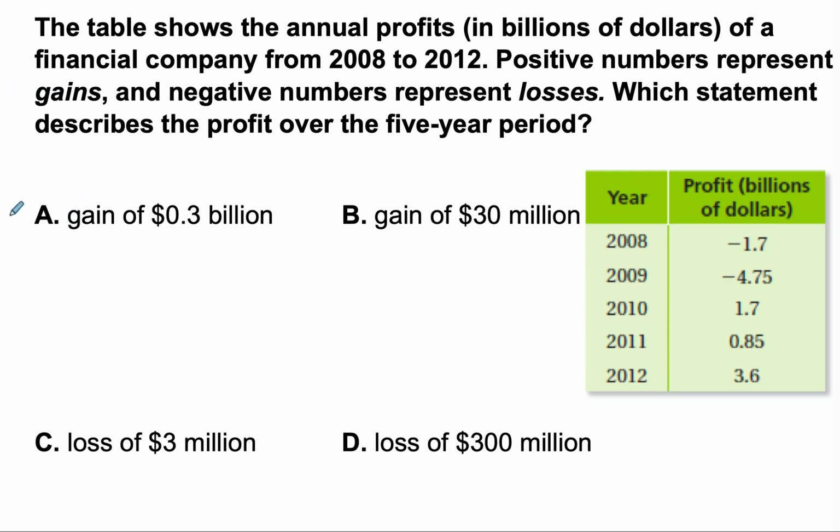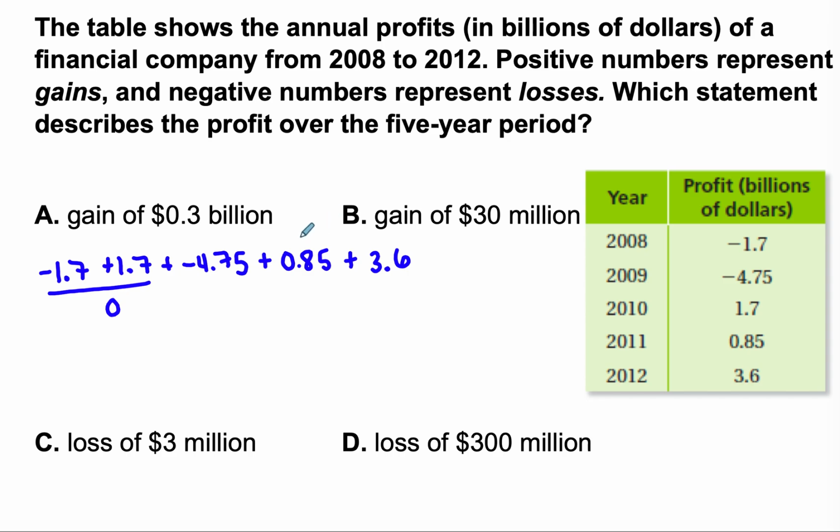So I'm going to go ahead and write it out horizontally to start with. I do notice 2 additive inverses here, negative 1 7/10 and 1 7/10. And so I'm going to use commutative property. I'm going to write them right next to each other. And then I have negative 4 75/100, 85/100 and 3 6/10. Okay, so I put my additive inverses together because I know those are going to cancel out and equal 0.